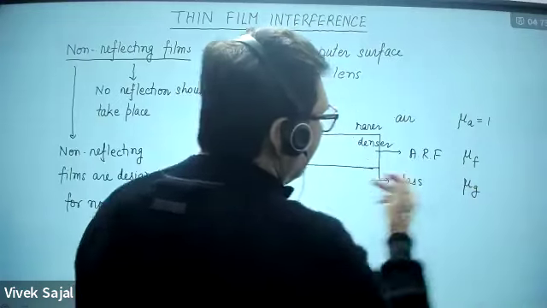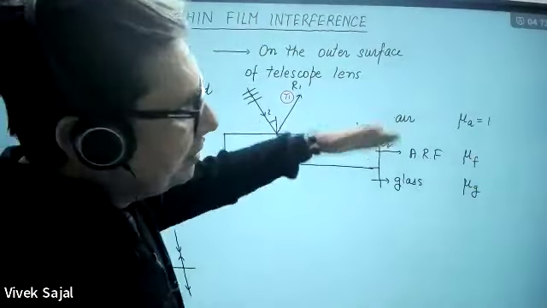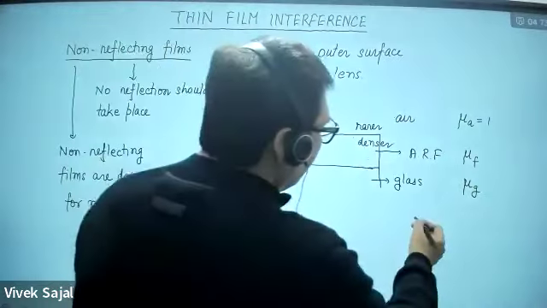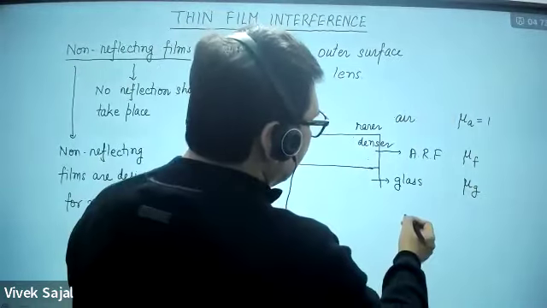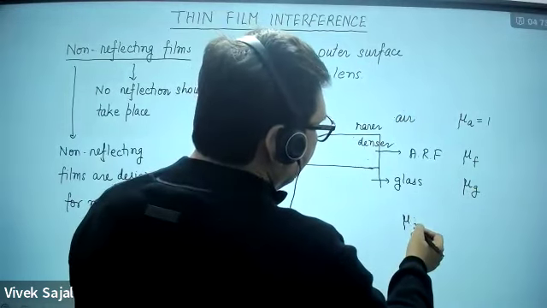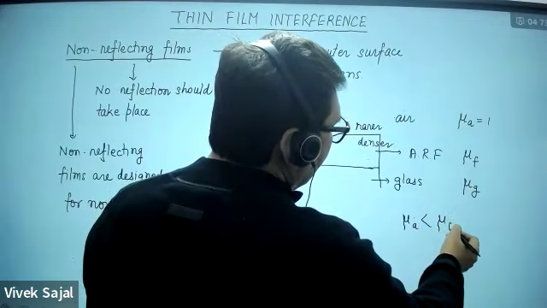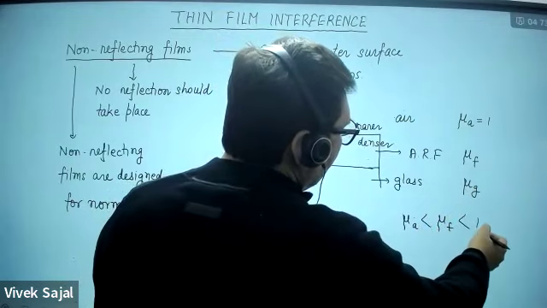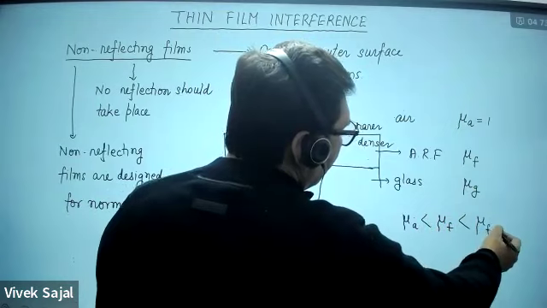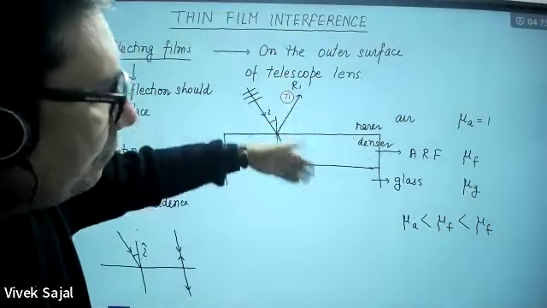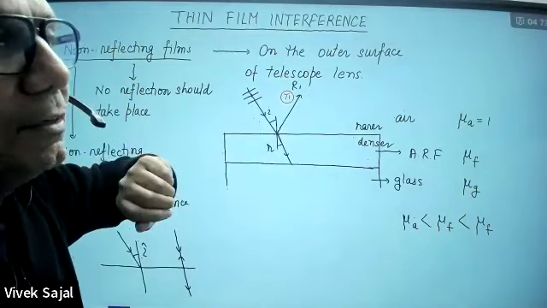What you have to take care of is that these refractive indices should be in increasing order. So for anti-reflection films, what is needed? That mu A should be less than mu F, and mu F should be less than mu G. This type of sequence we are going to choose for the refractive indices.